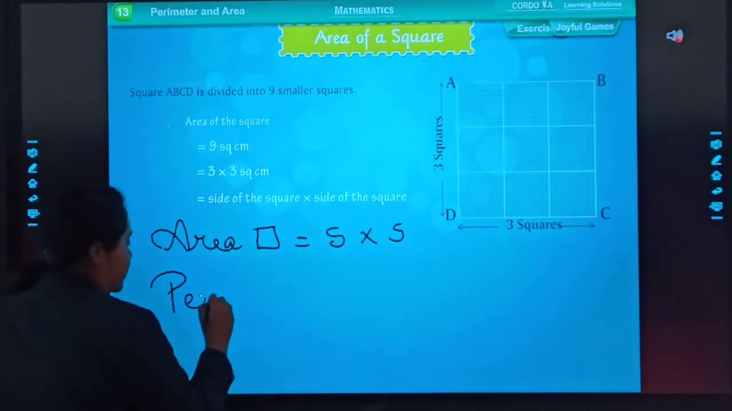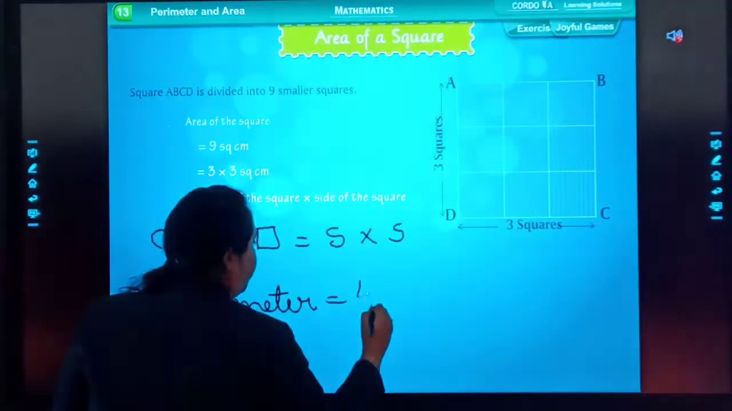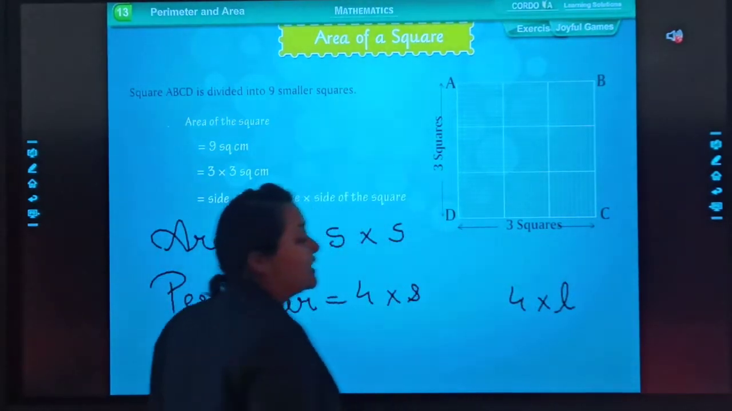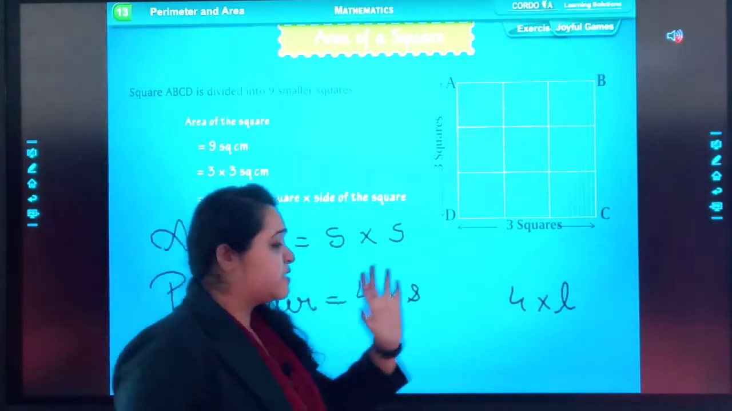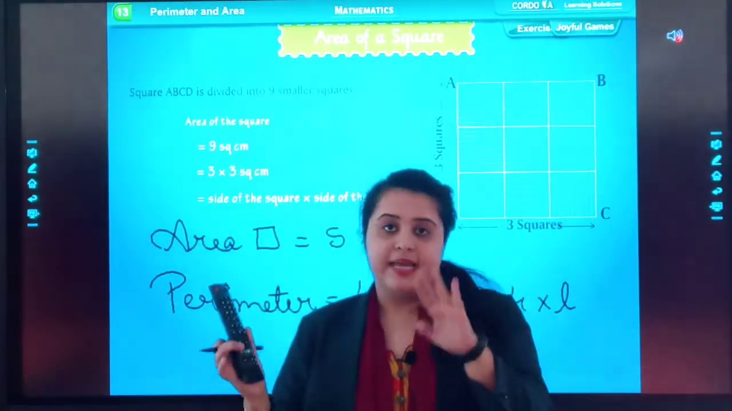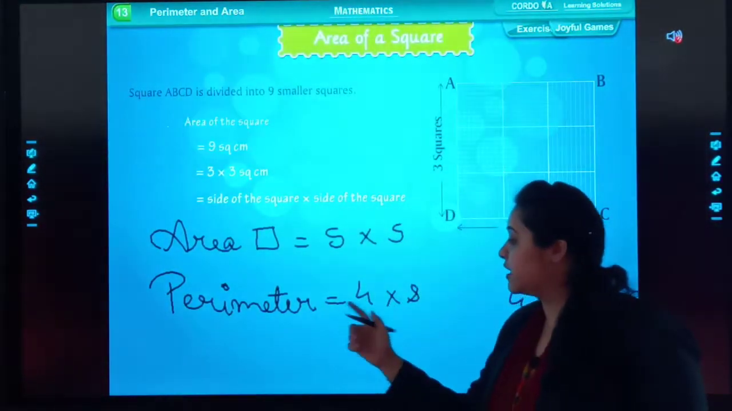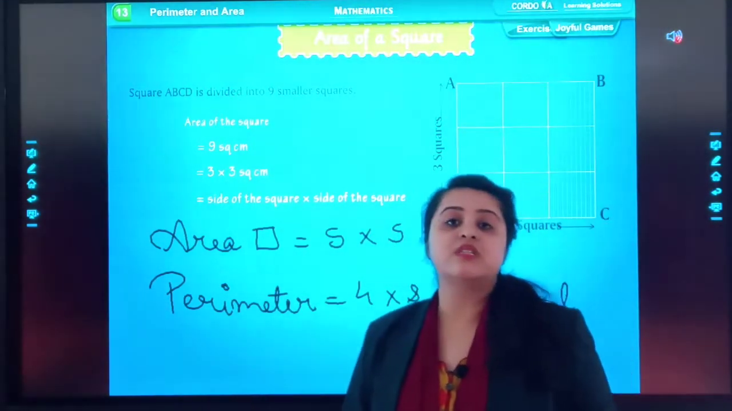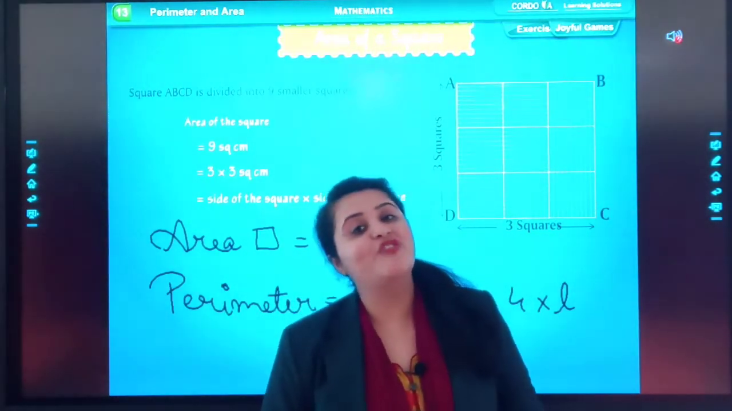और perimeter क्या था square का? Very good. 4 into side or I can say 4 into L जो भी मुझे सेंटीमीटर में side दी गई है. Okay students. So please don't mix the formulas elsewhere. एरिया का और पेरीमीटर का फॉर्मूला मिक्स मत कर दीजिएगा. So this is perimeter of square 4 into side और एरिया हो जाएगा side into side. So students, here we complete the discussion of area. We will be moving to our worksheet.